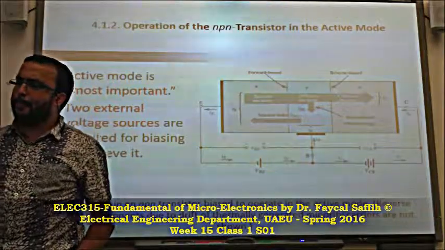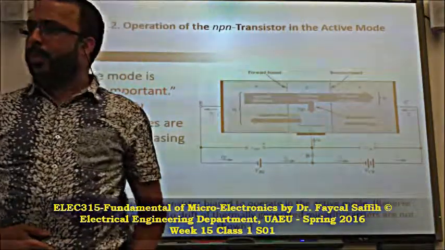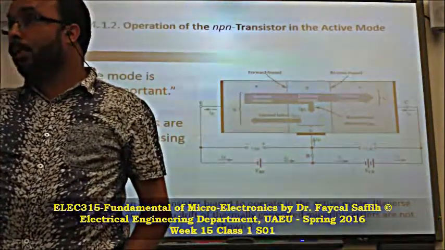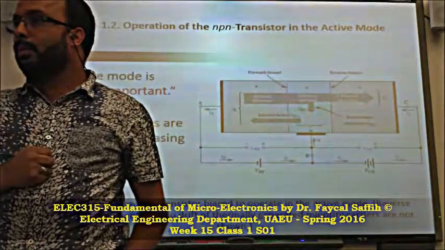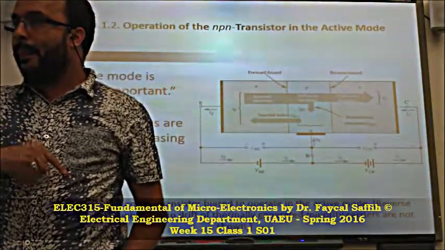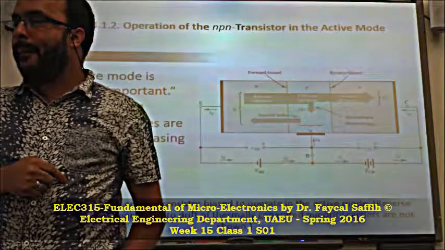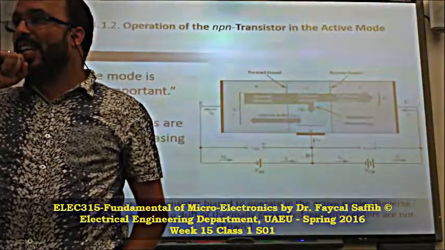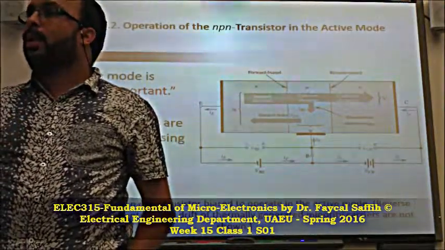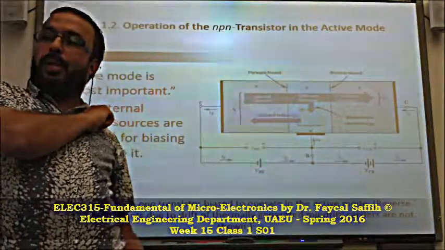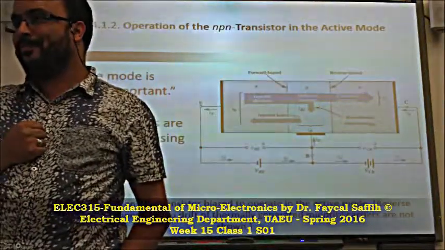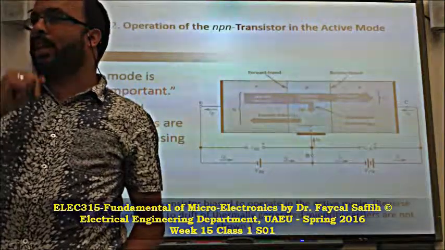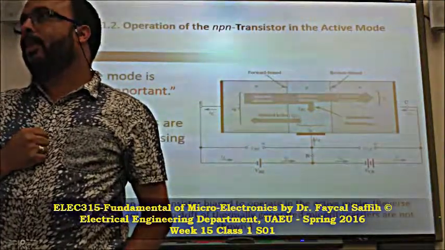Yes, the collector is forward and the... No. When we say forward, we're talking about two junctions. One is emitter base, and the other is collector base, reverse. Okay. Here, very good question too. We are talking about the current that goes from the emitter to the collector. Do you understand? Not from the collector to the emitter. That's a good question. Do you understand?